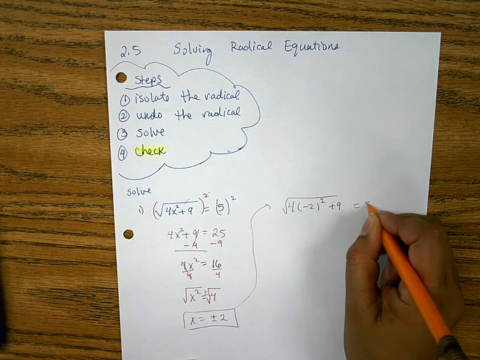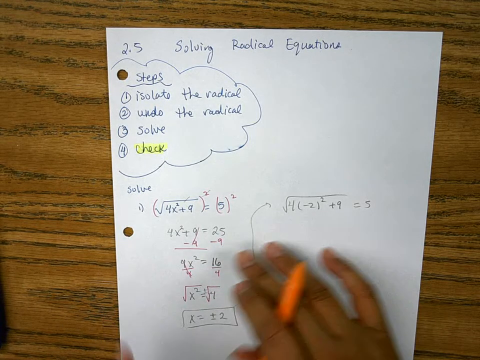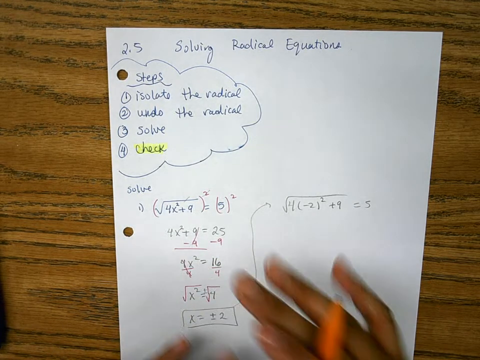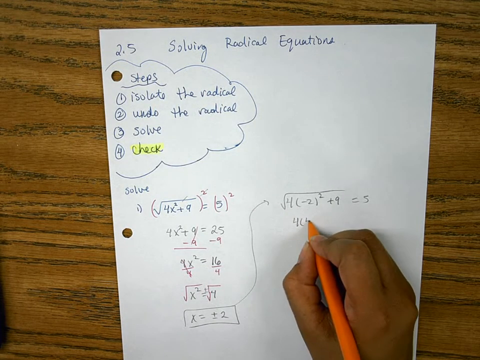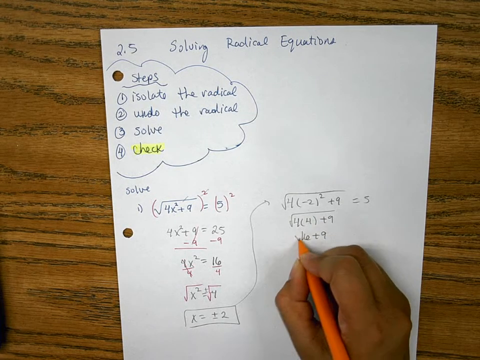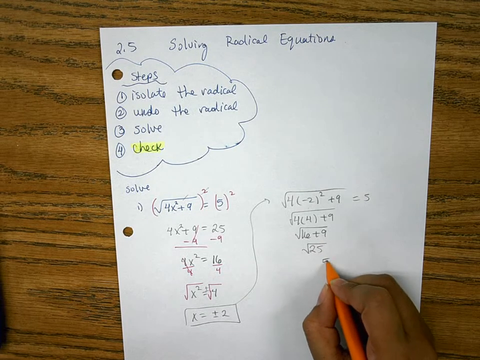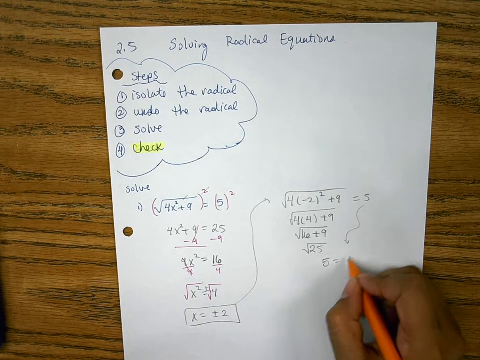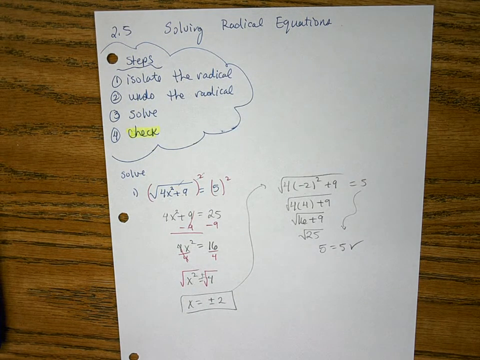And when you're checking it, you always plug it into the original. Before you moved things around, before you squared both sides, original problem as it was printed on your paper. -2 times -2 is 4. 4 times 4 is 16. 16 plus 9 is 25. Square root of 25 is 5, which equals 5. It's good. Both answers are correct. There's no extraneous solutions.